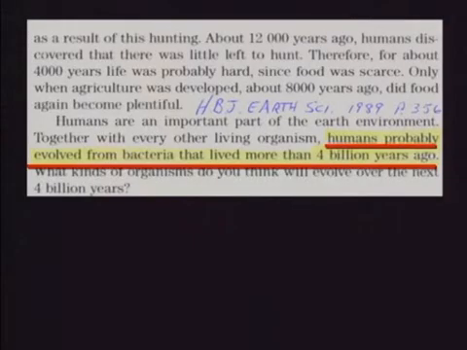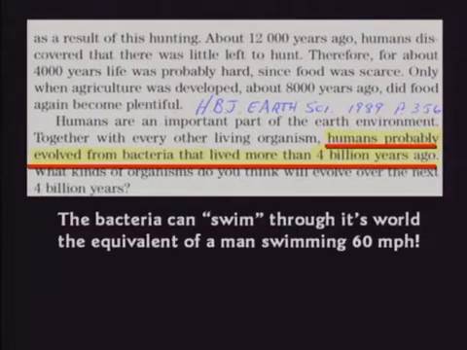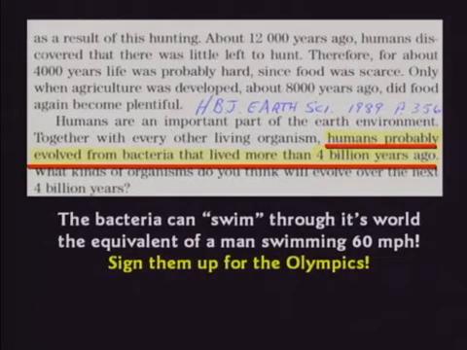Now, this textbook says humans probably evolved from bacteria that lived more than 4 billion years ago. Folks, they can swim 60 miles an hour. The fastest human swimmer can go about 4 or 5 miles an hour through water. You need to sign these guys up for the Olympics, man. We're getting worse, not better. Bacteria are incredibly complex. Complexity demands a designer, whether you like it or not.